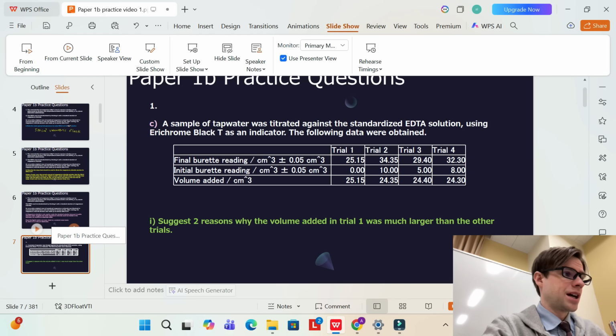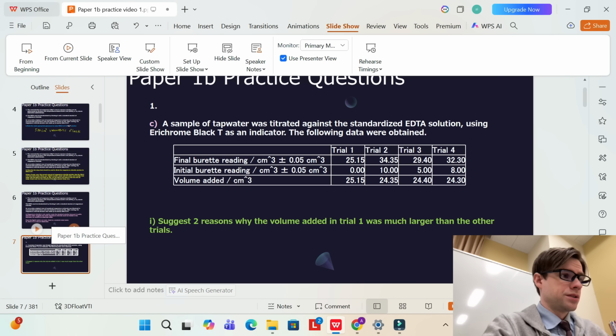Next, 1C: a sample of tap water was titrated against a standardized EDTA solution using Eriochrome Black T as an indicator. I've never heard of such an indicator, but it probably behaves like any other indicator, like phenolphthalein. The following data were obtained. So we've got final burette readings, initial burette readings, and the volume added, which will just be the difference: final minus initial. 4 trials.